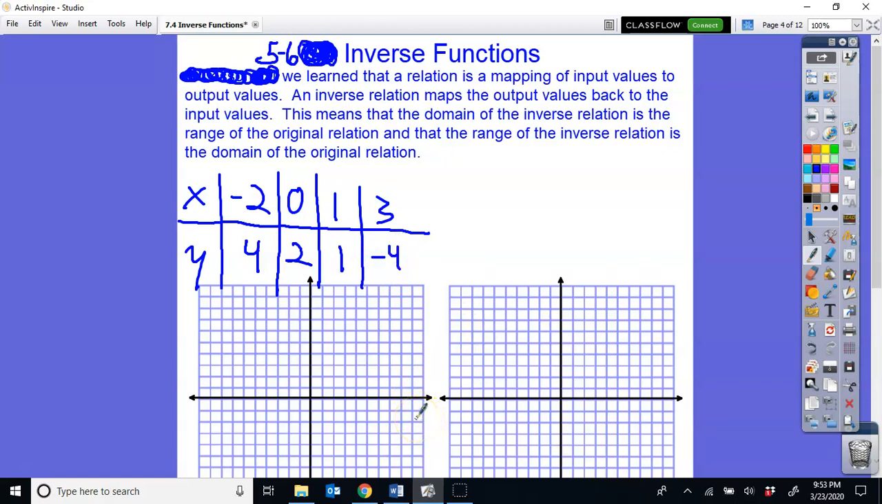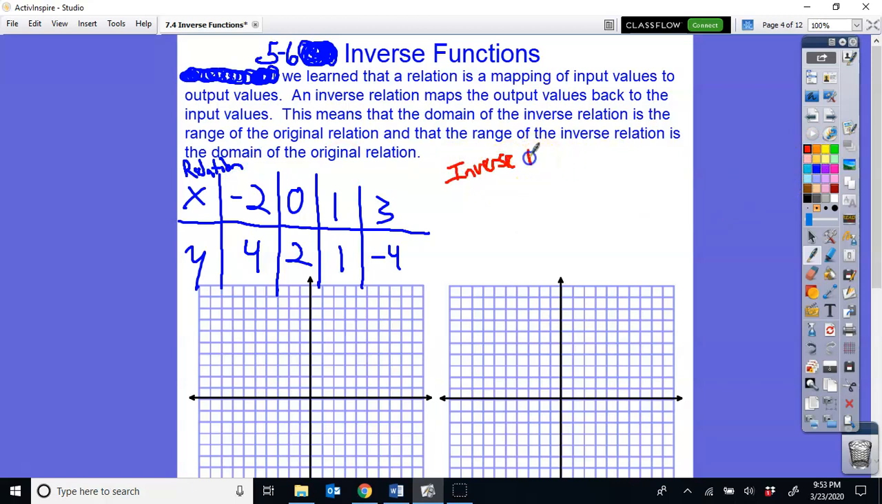This is called a relation. A relation is when you have a set of ordered pairs, inputs and outputs. So a relation is a set of ordered pairs. What we're going to talk about in this particular section is the concept of inverses. In particular, the first thing we're going to talk about is an inverse relation. So if this is my original relation, we are going to find the inverse relation.